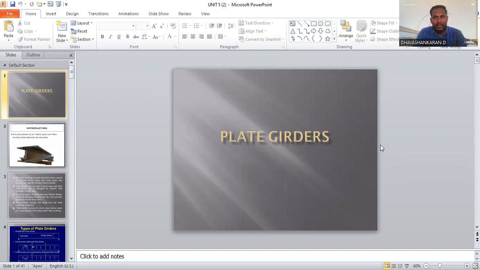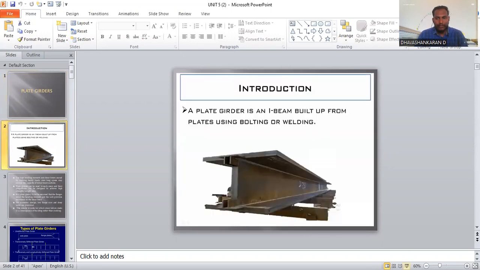where it is used, and what its applications are. Mainly, girders are used in industrial structures where there is a large span. It is available in steel structure. It comes under the category of steel structure, used for industrial roof structures. So next, I go on to the introduction.